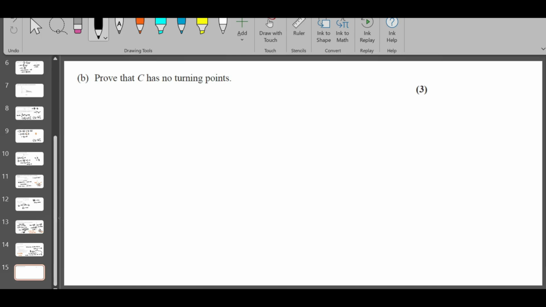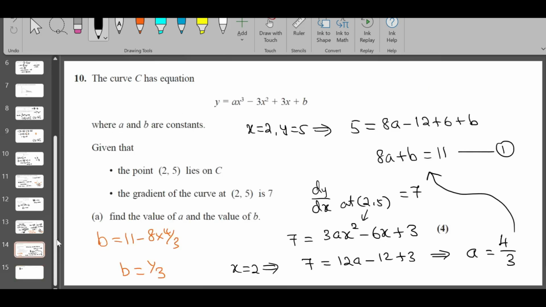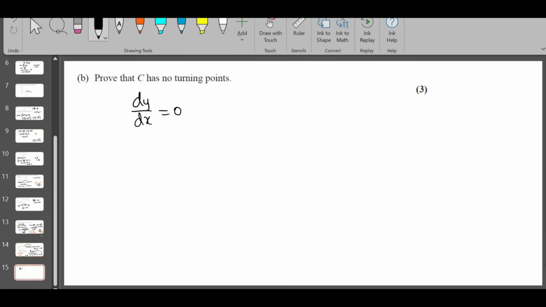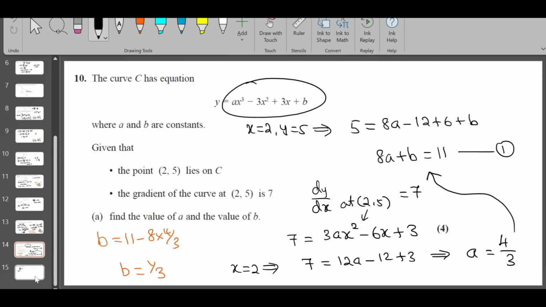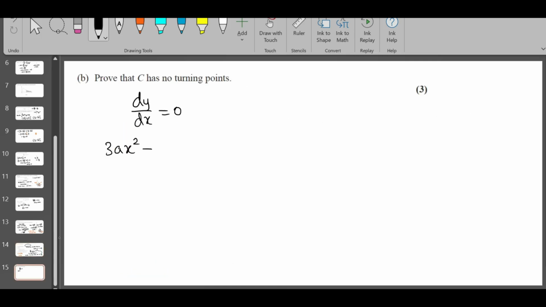Part b. Prove that C has no turning points. No turning points means when you differentiate it and equate it to 0, you cannot get any solution. This equation has no solution. We have the derivative, right? We have the derivative here. Just differentiate it. You will get 3ax square minus 6x plus 3 is 0.